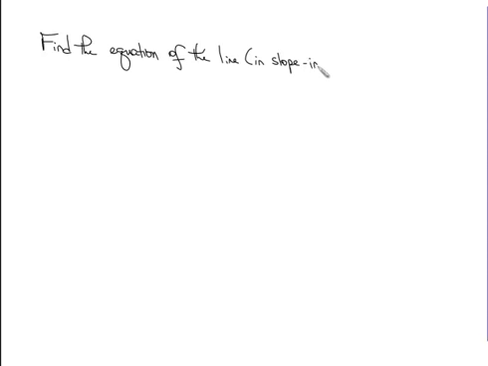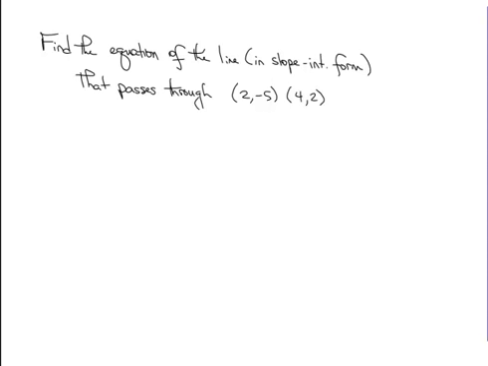Okay, so the first example I want to do for you is to find the equation of the line in slope-intercept form that passes through (-5, 4) and (4, 2).